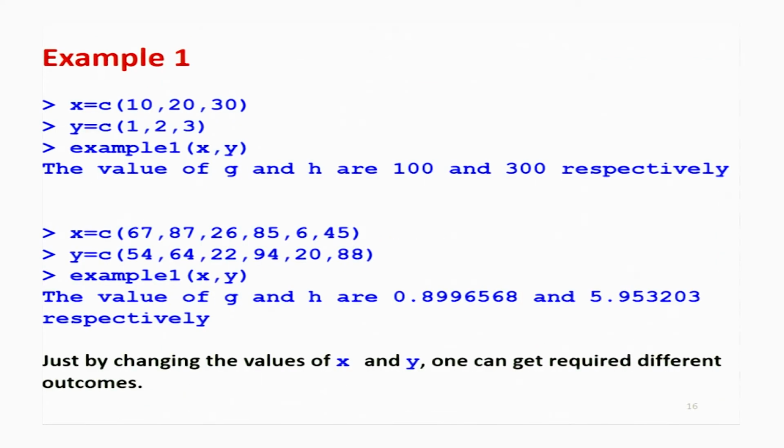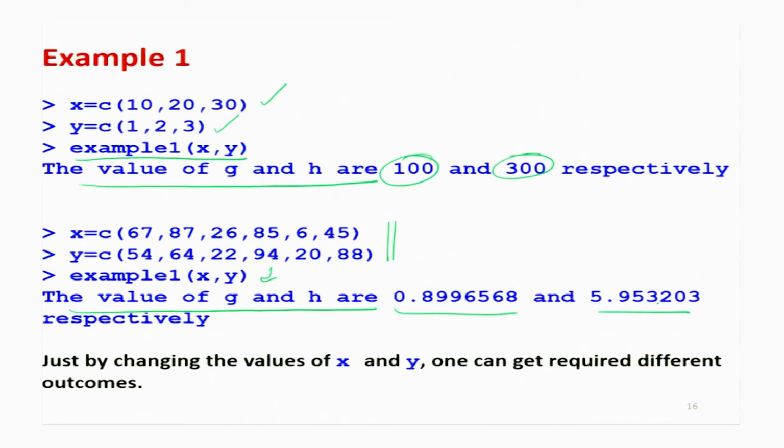And now after this, since you have taken the value of x to be 10, 20, 30, and the value of y to be 1, 2, 3, then you write example 1 and within parenthesis xy to execute it, and the outcome will look like this. The values of g and h are 100 and 300 respectively, and now you know how this outcome is coming, right? Similarly, if you take one more example in which you take different values of x and y and then execute it, once again a similar output will come in which the new values of g and h are reported. The values of g and h are like this and this respectively.